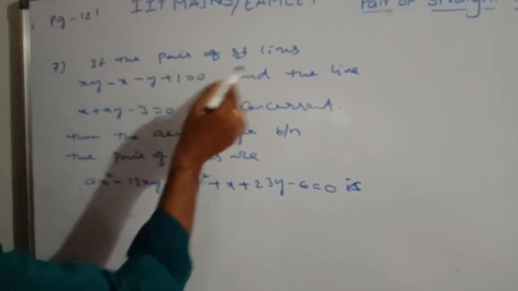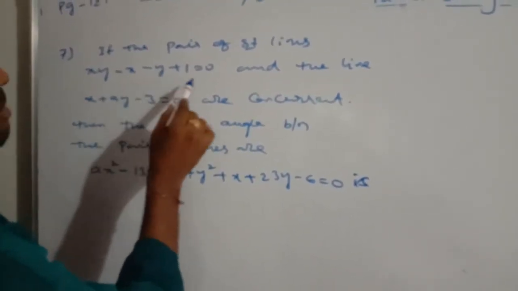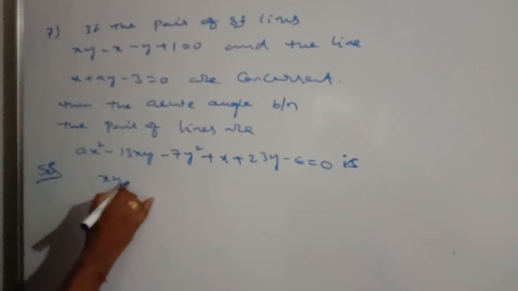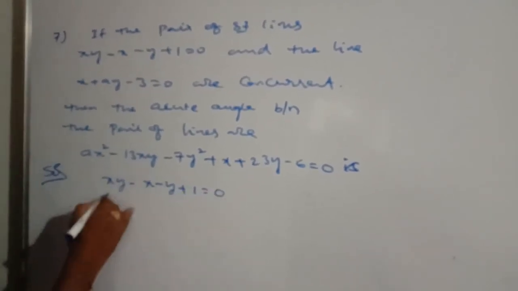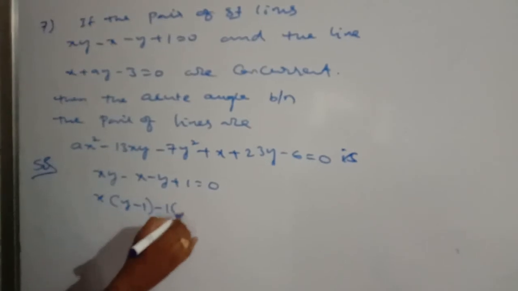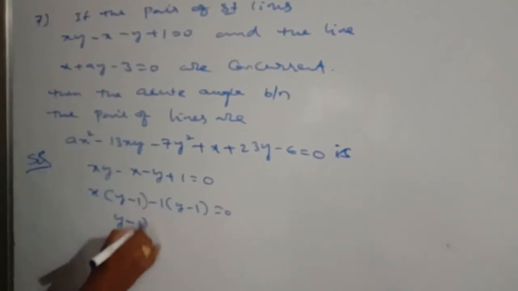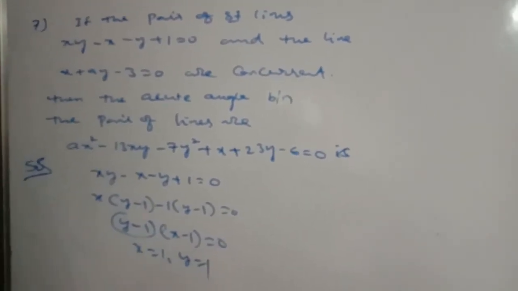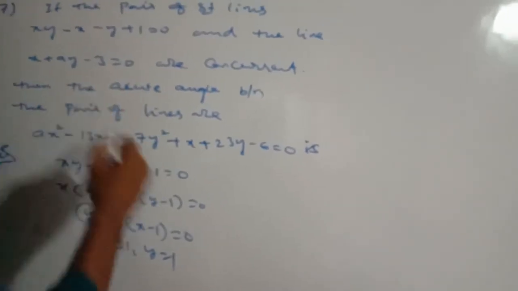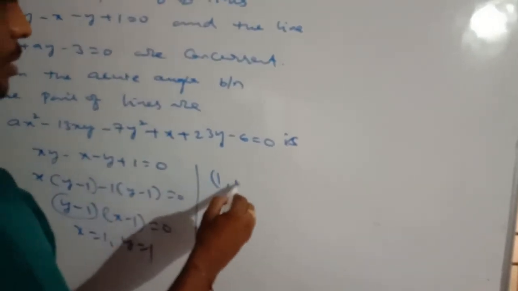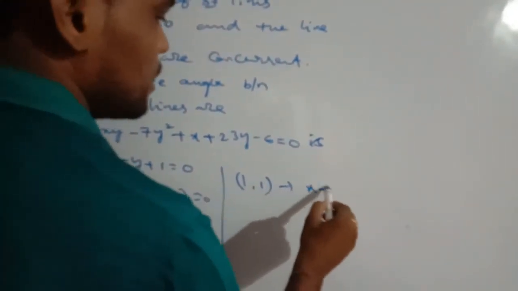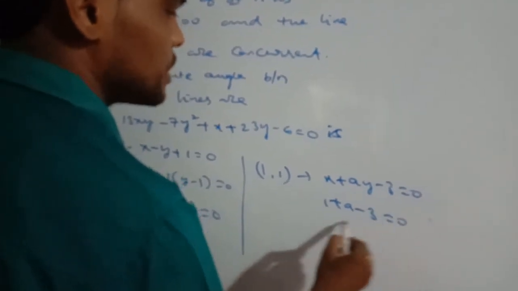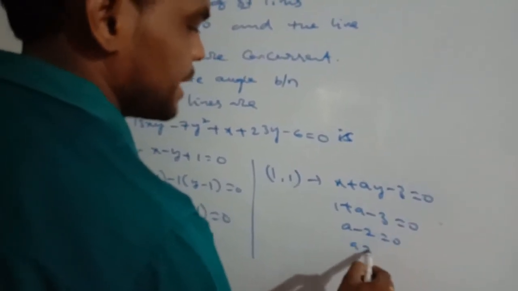Okay, the pair of straight lines xy minus x minus y plus 1 is equal to 0. Now first of all split the lines. Xy minus x minus y plus 1 is equal to 0. Here x is common, and y minus 1 is common. Now y minus 1 into x minus 1 is equal to 0. Here x is 1 and y is 1. Now the lines are congruent, so the point 1 comma 1 lies on the line x plus ay minus 3 is equal to 0, and this is 1 plus a minus 3 is equal to 0. A minus 2 is equal to 0, here a is equal to 2.